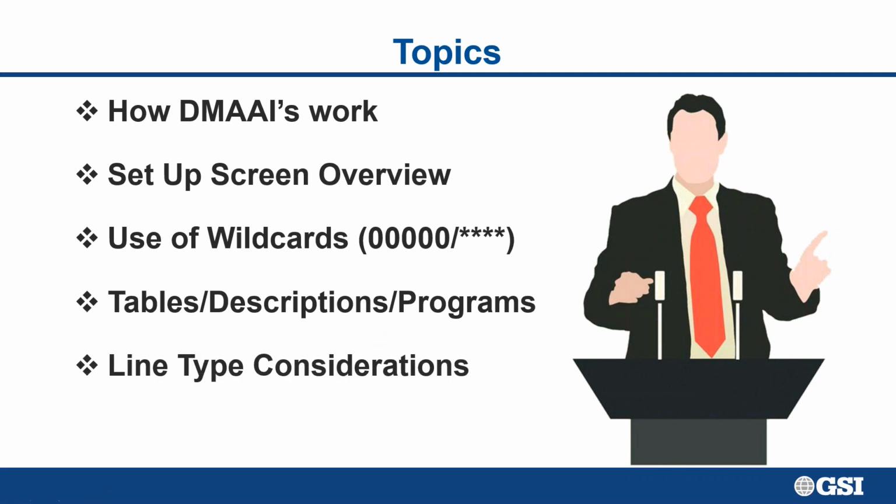Then we're going to talk about line type considerations. Line types come into play when we are discussing sales orders and purchase orders. So if you're familiar, some of the more common line types you might run across are S for stock items, J for purchase to an account, things of that nature. GL class codes and DMAAIs are both impacted by that, so I wanted to go over that with you as well. And finally, give you some tips and tricks of what I've learned over the years and how to best approach configuring DMAAIs and actually testing them out.